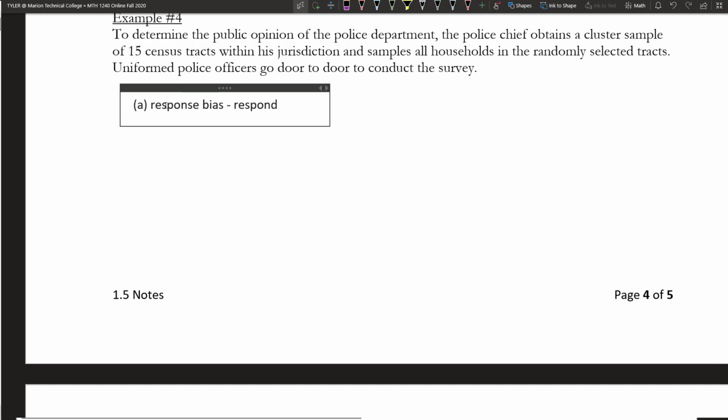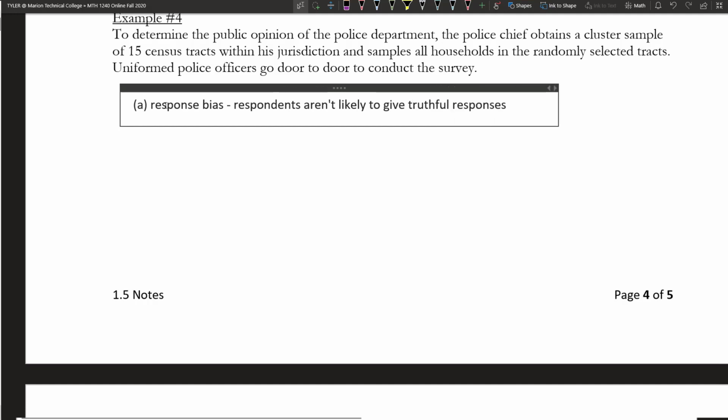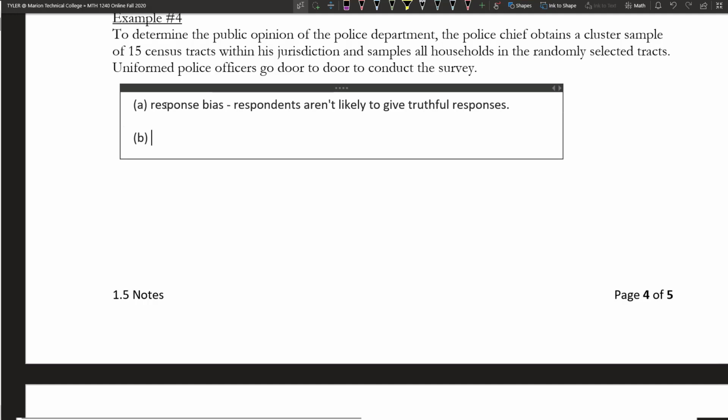So respondents aren't likely to give truthful responses. A possible remedy is to use a trained interviewer.